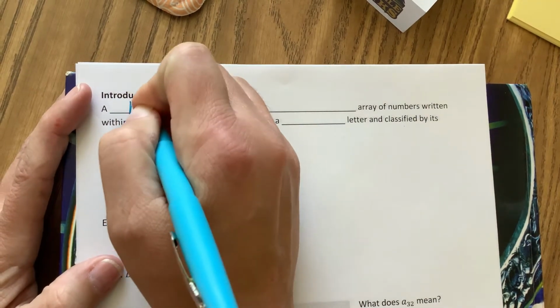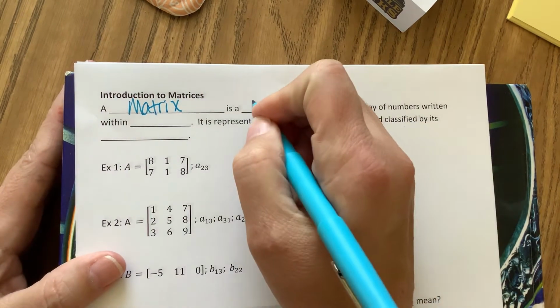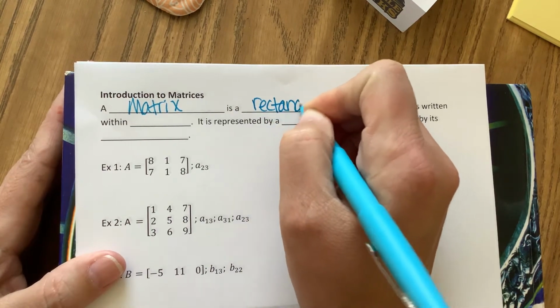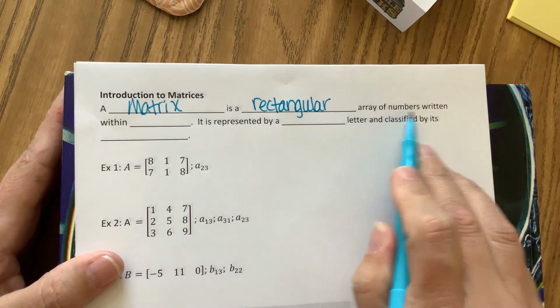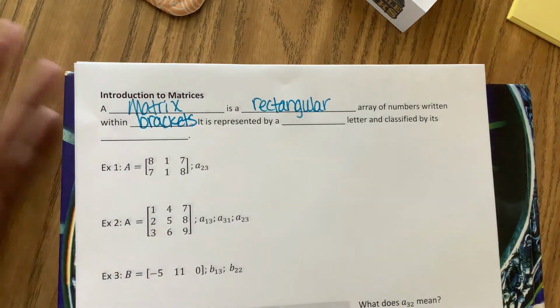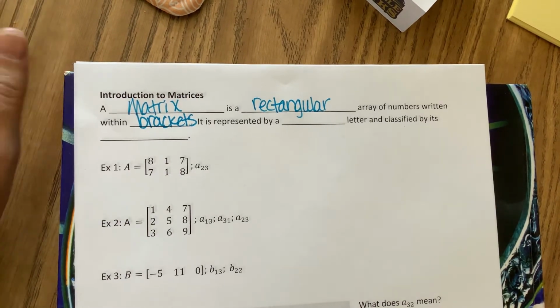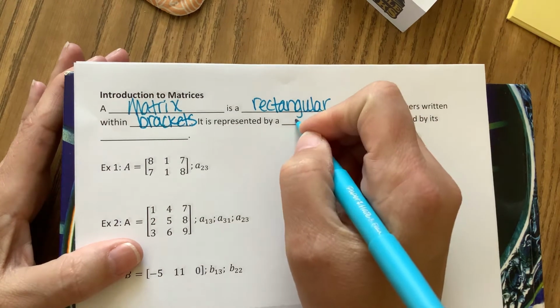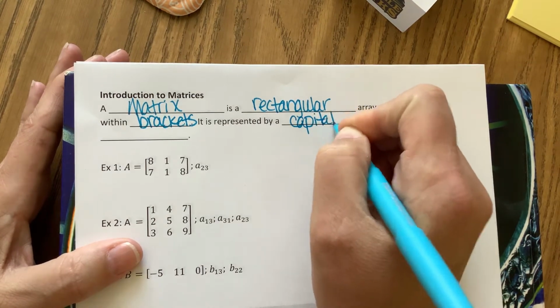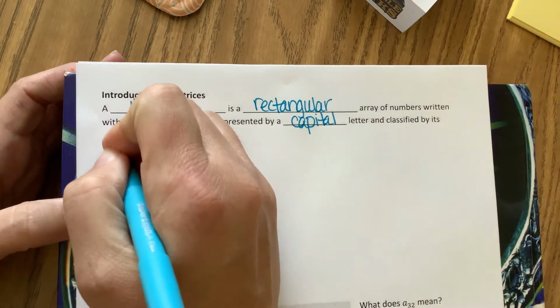A matrix is singular, matrices is plural. A matrix is a rectangular array of numbers written within brackets. So a matrix is just a bunch of numbers in a rectangular pattern. Maybe there's a pattern to them, maybe there's not, but it's just a rectangular array of numbers written within brackets, and it's the square brackets. It's represented by a capital letter, so capital A, capital B, capital C, doesn't matter. And classified by its dimensions.